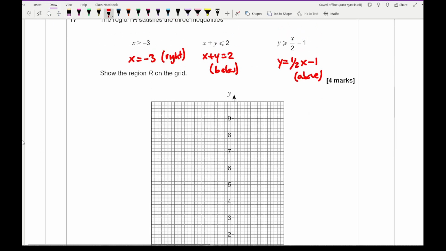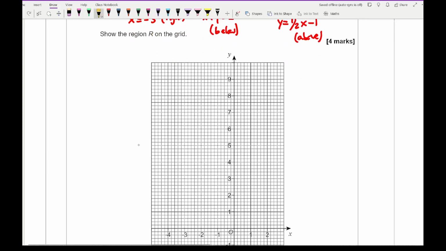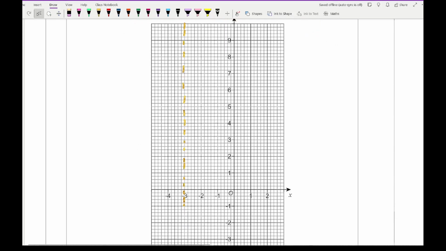So for the first one, let me just start by plotting that in yellow. This is going to be a dashed line. The other two are going to be solid lines. In terms of x equals minus 3, if I just look at my graph, and again, I should be doing this with a ruler, it's going to be a vertical line through minus 3. Again, making sure that it is dashed as best that you can.